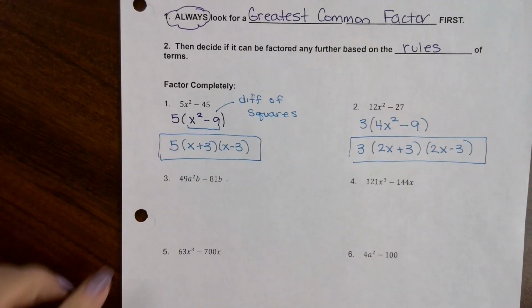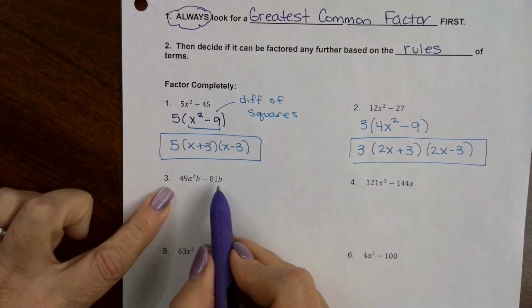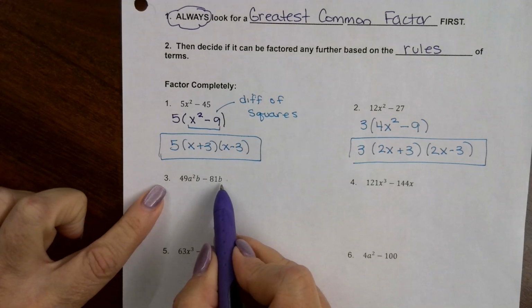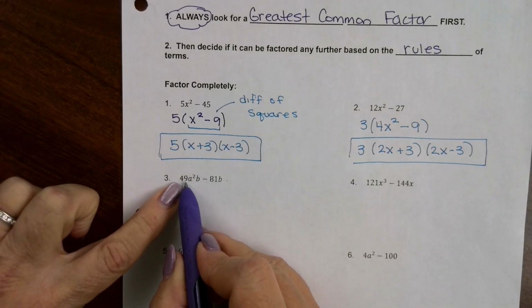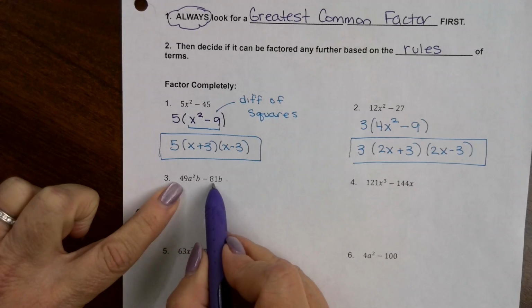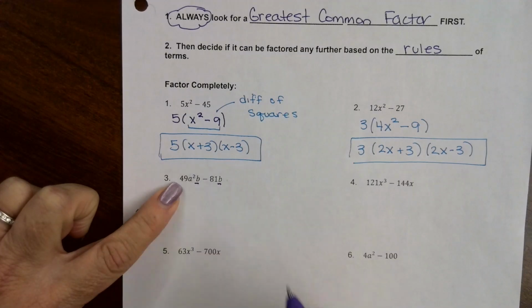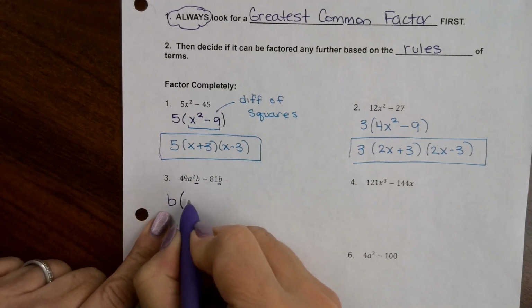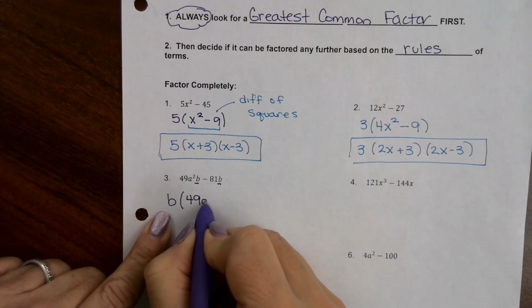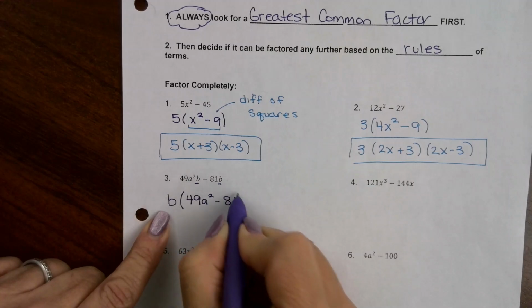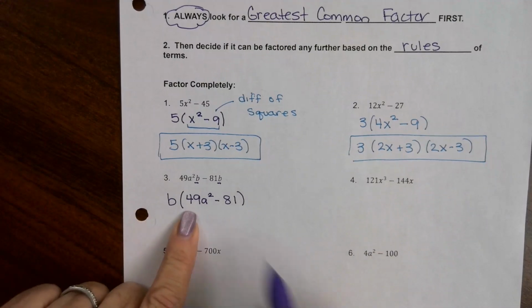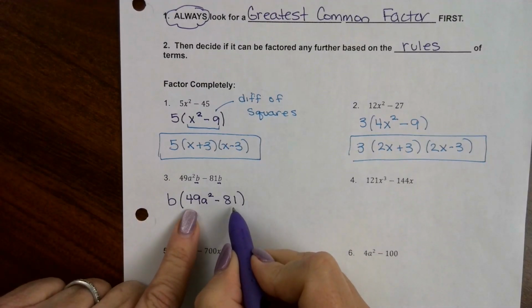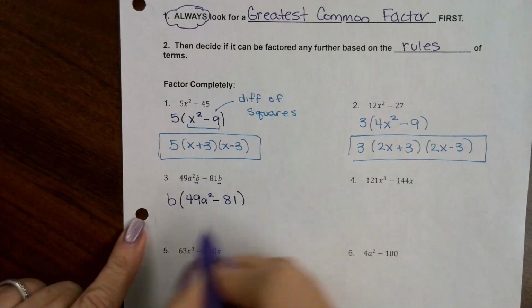Okay, number 3 looks funky. We got a lot of things going on, so let's see if we can simplify this out a little bit. So 49 is a perfect square. It's 7 times 7, and 81 is a perfect square, and so I'm not going to be able to pull anything out, but I see I have a b in both of these terms. So my GCF is going to be my b, and I'm left with 49a squared minus 81. Okay, so 2 terms, they're both perfect squares, and I'm subtracting.